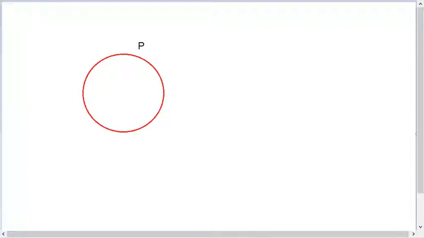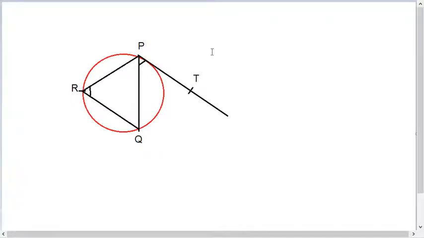First take point P, then draw a chord PQ, then take any point R on the major arc, not on the minor arc. Okay. Then join PR and RQ. Draw PT such that angle QPT is equal to angle QRP. Then this PT is the required tangent.